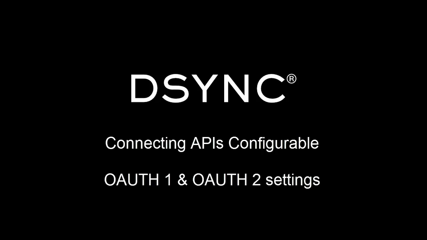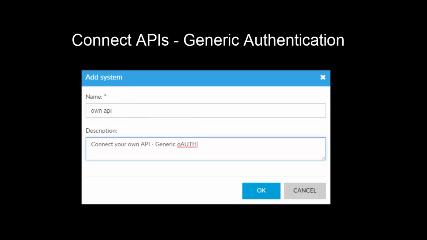Generic OAuth 1 and 2 feature. DSYNC now offers advanced authorization and configurable OAuth 1 and 2 settings. This feature is great for developers who would like to join APIs and customize request headers when authorizing systems.